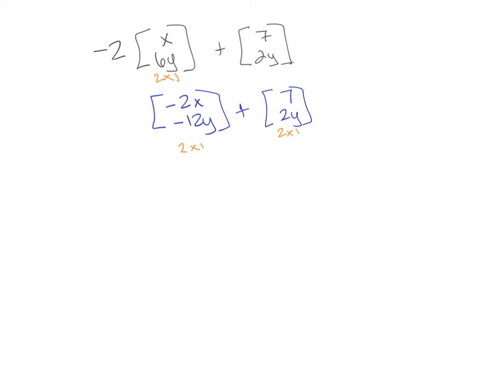Again, it's those corresponding parts. So for us, it's just going to be the top plus the top and the bottom plus the bottom, right? On the top, negative 2x plus 7 is going to give us negative 2x plus 7. We can't combine them. They're not like terms. And then on the bottom, we have negative 12y plus 2y. So they are alike. They do have common terms. So we're going to get negative 10y.